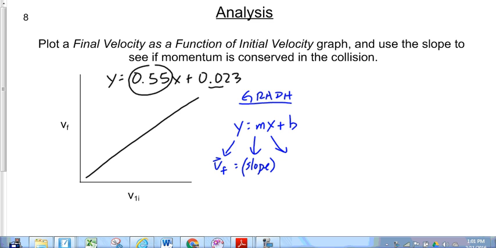X is going to be v1i. In some cases there will be a y-intercept, but in this graph your y-intercept will be so small, or 0, so small that it doesn't matter. It's effectively 0. So y is equal to mx becomes vf is equal to the slope times vi.